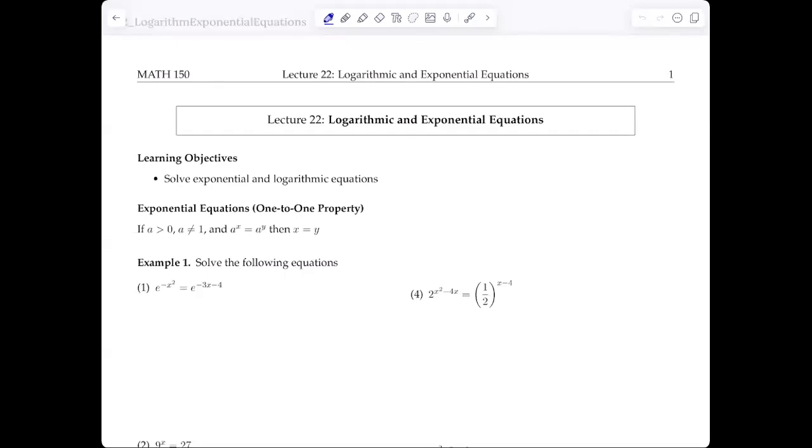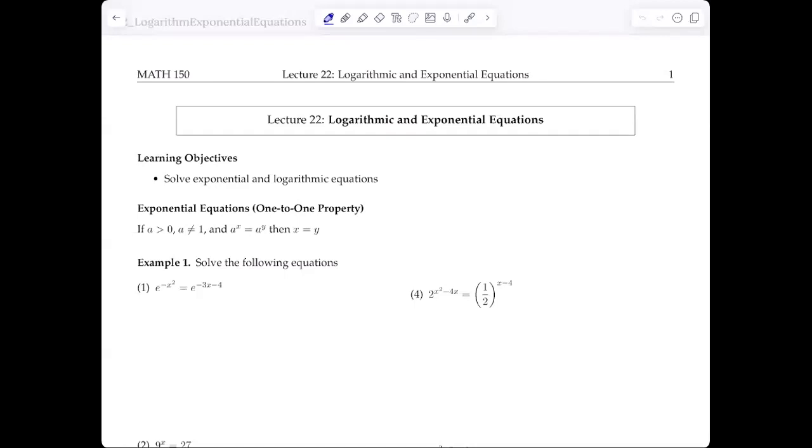Concept of logarithmic functions and exponential functions, but now we're going to use the one-to-one property to solve exponential equations and logarithmic equations. The setup is that for this lecture, the first half is solving exponential equations. The second half is solving logarithmic equations.